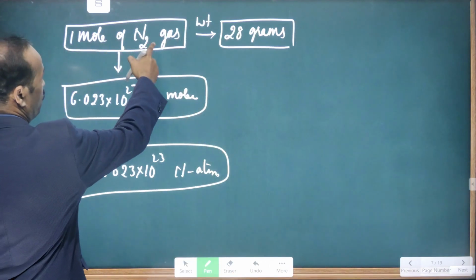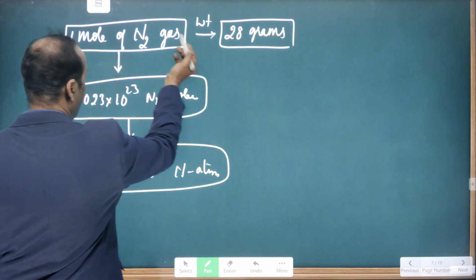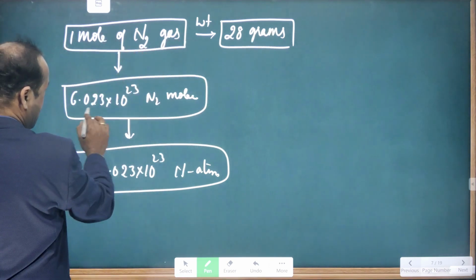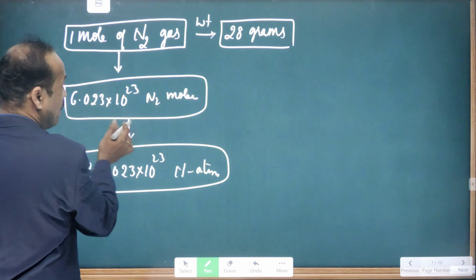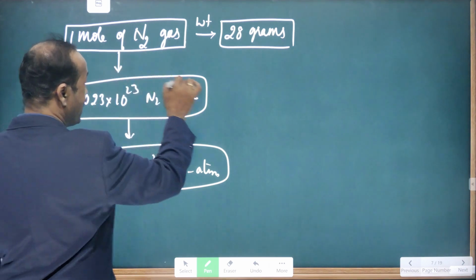So here 1 mole of nitrogen is 28 grams in weight. 1 mole of nitrogen gas means this many in terms of number, and this much in terms of volume.